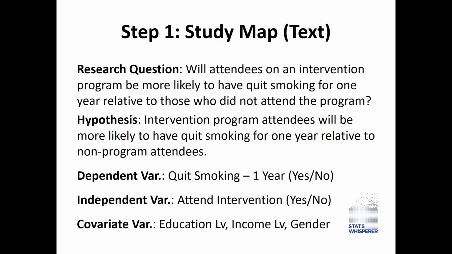Our independent variable is attending the intervention, yes or no, right? So that's going to predict quitting smoking. And then we have some covariate variables, education level, income level, gender, that we think, based on our thorough review of the research, might impact quitting smoking. So we want to control for those factors as we observe the relationship between the independent variable, the intervention, and the outcome, quitting smoking.